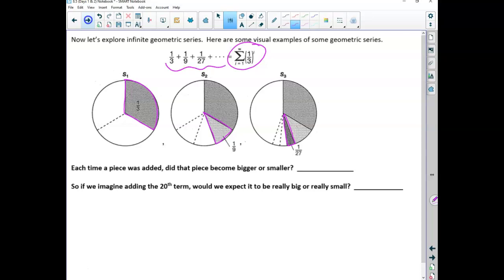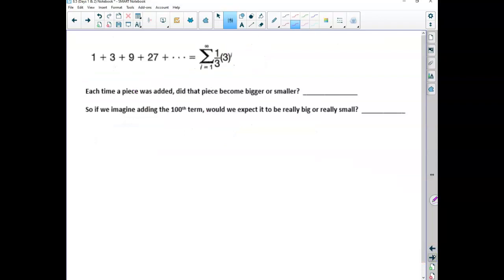Well, what do we notice? Each piece that was added to the piece, is it becoming bigger or smaller? Well, it's getting smaller, right? Because we can see it's getting smaller. So if we imagine this whole thing was a pie, and you got the 20th term in this pie, is it going to be a really, really big piece of pie, or is it going to be a really, really small piece of pie? It's going to be small, isn't it? And you're not going to be happy because who doesn't like pie, right? We like pie.